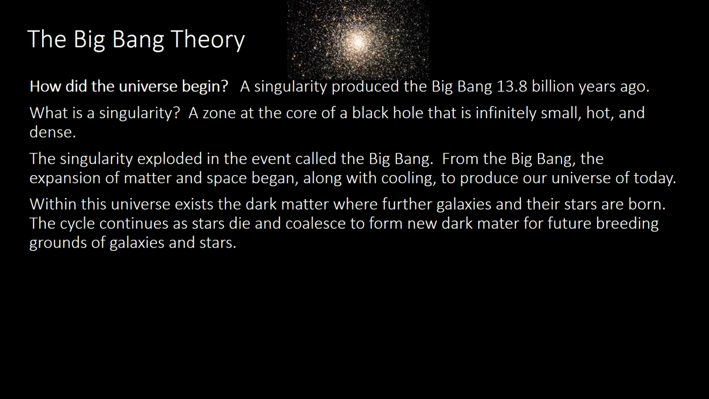We are found in it, intelligent beings on a planet suitable to life, revolving around a star along with hundreds of billions more stars in a galaxy amongst billions more galaxies. Within this universe exists the dark matter where further galaxies and their stars are born. The cycle continues as stars die and coalesce to form new dark matter for future breeding grounds of galaxies and stars.